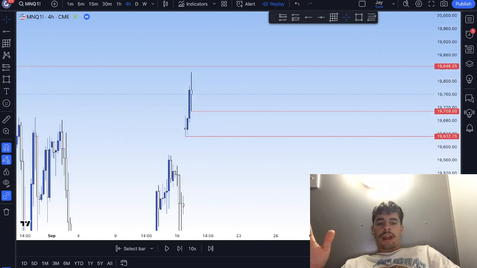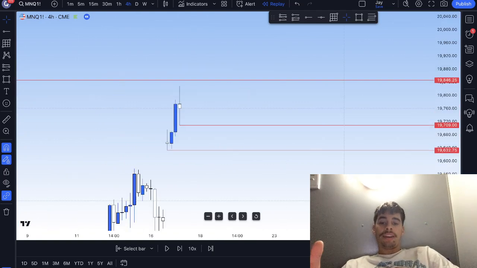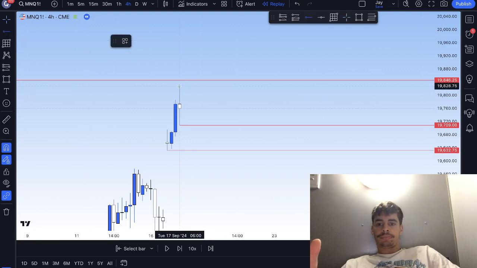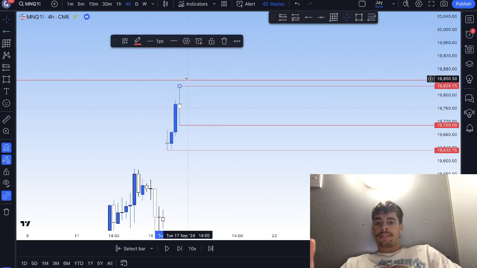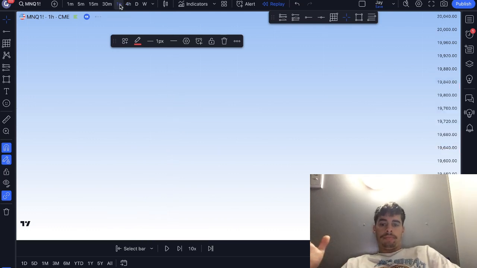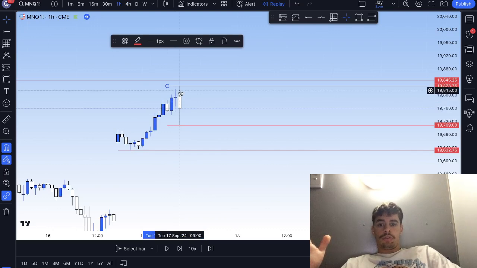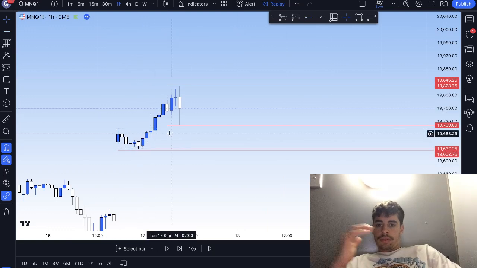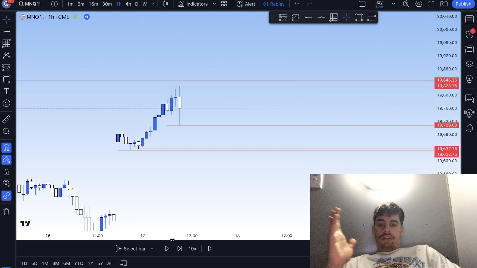So we check 4 hour, and the way we determine our bias, we mark high time frame liquidities: 4 hour highs, 4 hour lows, 4 hour fair value gaps. Now, 1 hour, we can mark those for sure. We have this 1 hour low, and that's it. So it's 9 o'clock.